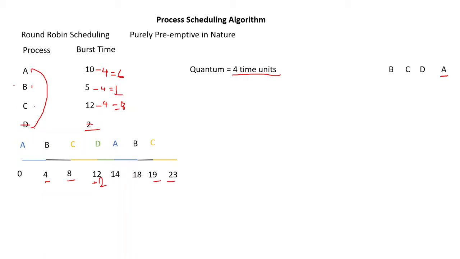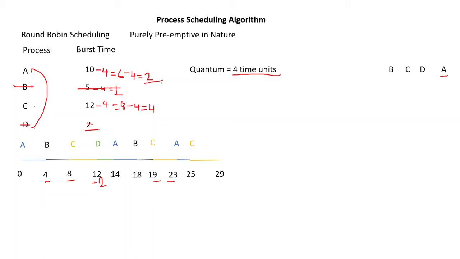Now D is finished and B is finished, and 1 round is completed. Now at the end of this round, A is left with 6 minus 4, that is 2 time units of execution. B is done, and C is left with 8 minus 4, that is 4 time units of execution. So at 23, it's again A's turn. A will be executing from 23 to 25, and at time point 25, C will be executing from 25 to 29, and the entire process completes.